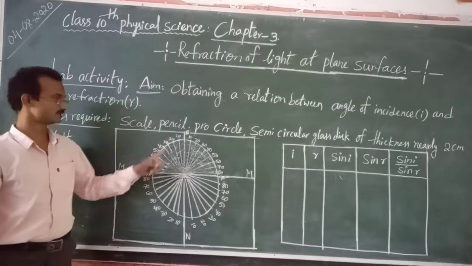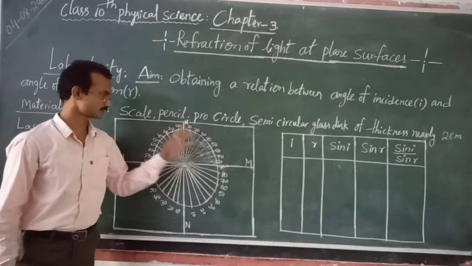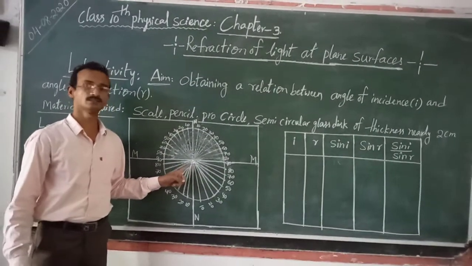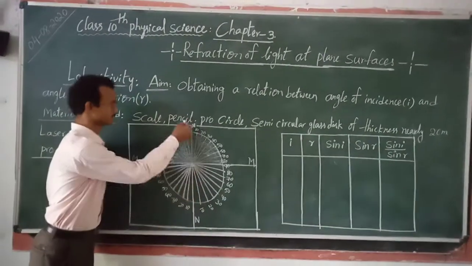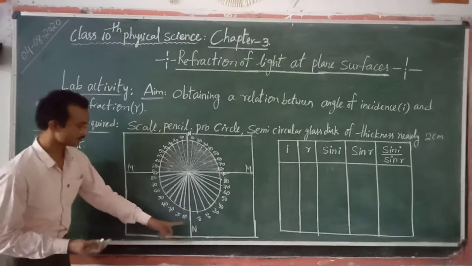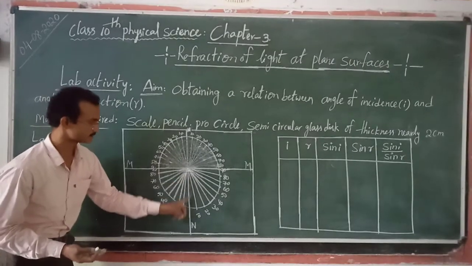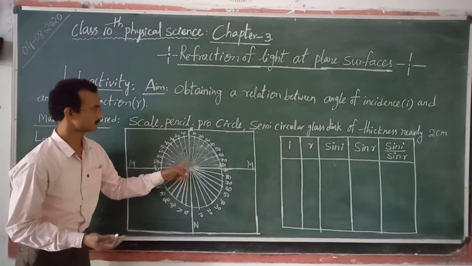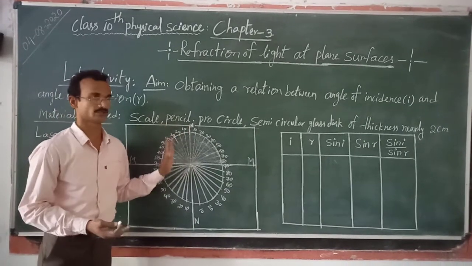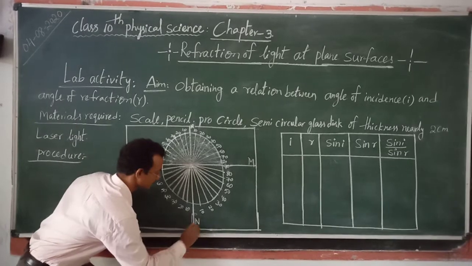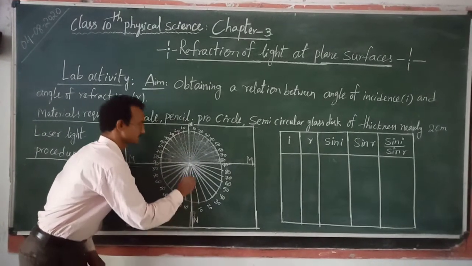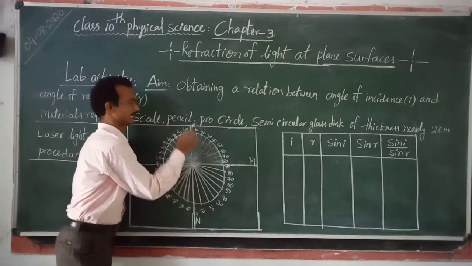The intersecting point of the center of the semicircular glass disc and the center of this chart coincide at O. Now place the laser light along the NN line. Then we will observe that the laser light passes through the NN line in the air and comes out along the same line NN. No deviation takes place. That means the laser light is passing without any deviation from air to glass.